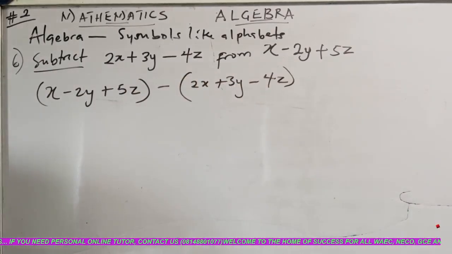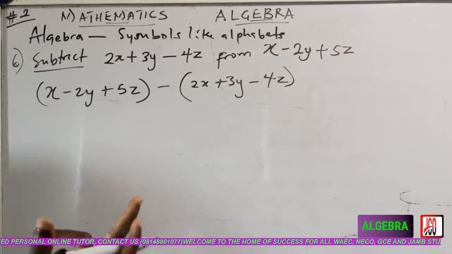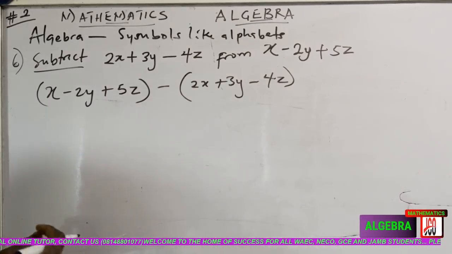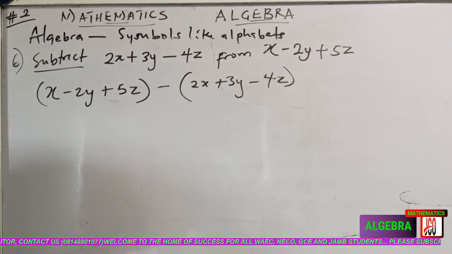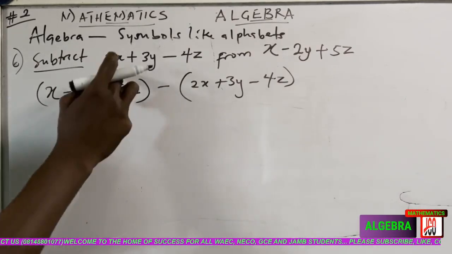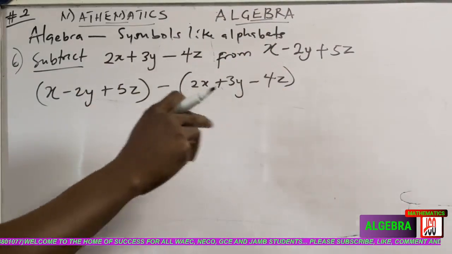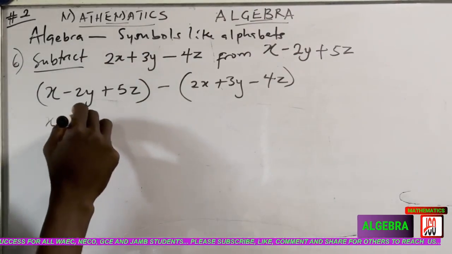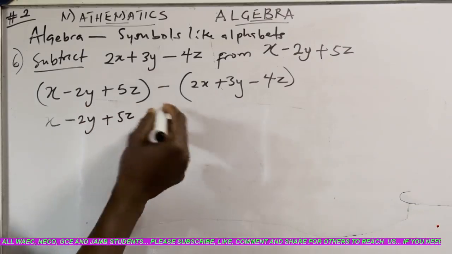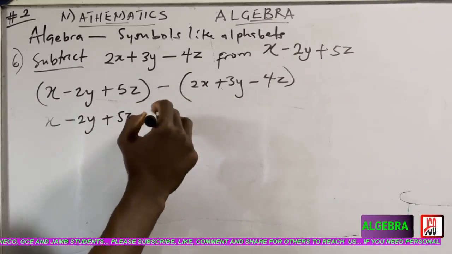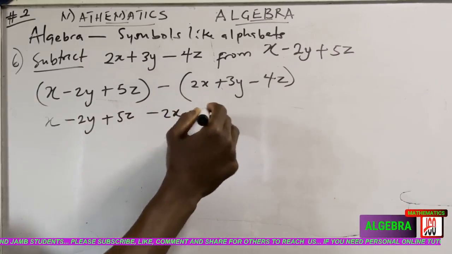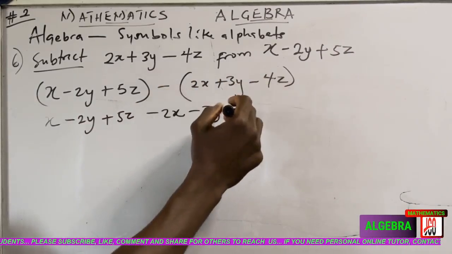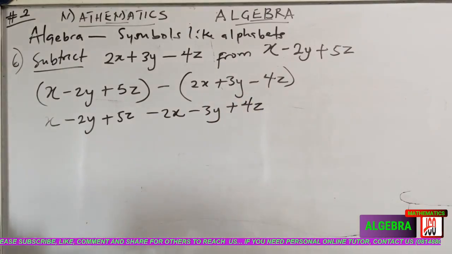Somebody might be asking me, why am I putting brackets? Well, there is more than one term. If it's more than one term, the minus sign also affects everybody, because you're subtracting everybody. You are going to subtract 2x from that, subtract 3y from that, subtract minus 4z from that. So to open the bracket now, I'm going to have x minus 2y plus 5z, minus times 2x gives you minus 2x, minus times 3y gives you minus 3y, minus times minus 4z gives me plus 4z.